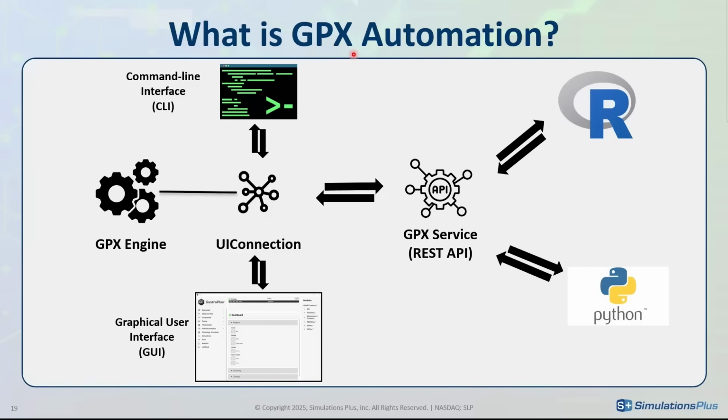Let me briefly explain how automation in GPX works. You cannot directly connect, or should I say talk, to the GPX engine. So you have to connect via an intermediate controller called the GPX service, also known as the REST API. Using the REST API, you can then control the GPX engine via programming languages such as R or Python.